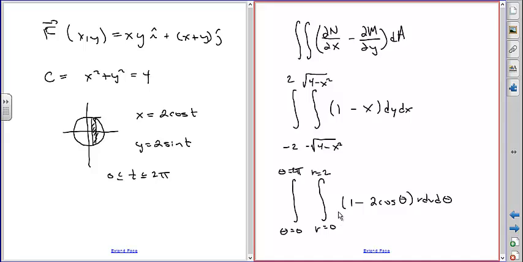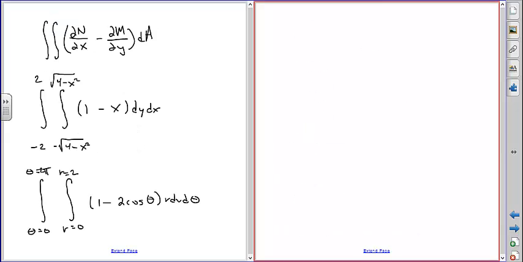Let's see what the book says. This is problem 21 in the book. So they convert it to polar coordinates. So they choose the second option. So you would first integrate with respect to r.